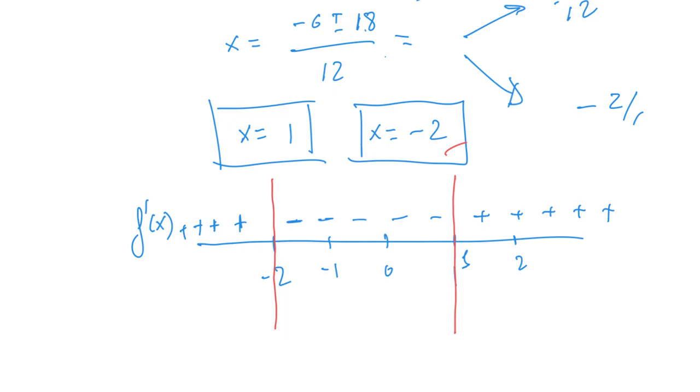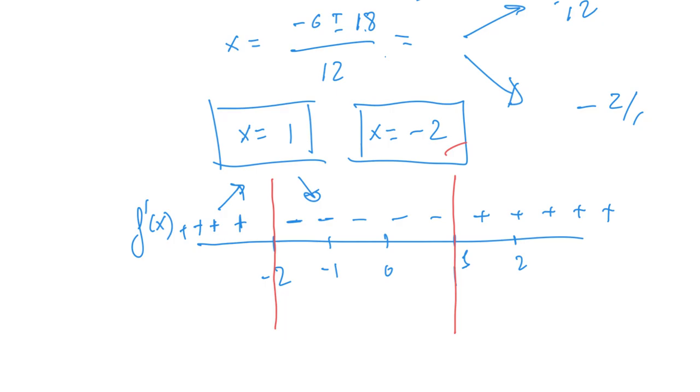What do you think the minus 2 will be? A minimum or a maximum? The slope to the left of minus 2 is positive, is increasing. And to the right of minus 2 is negative, is decreasing. So at minus 2, what is it? A maximum or a minimum? It's clear that it should be a maximum.